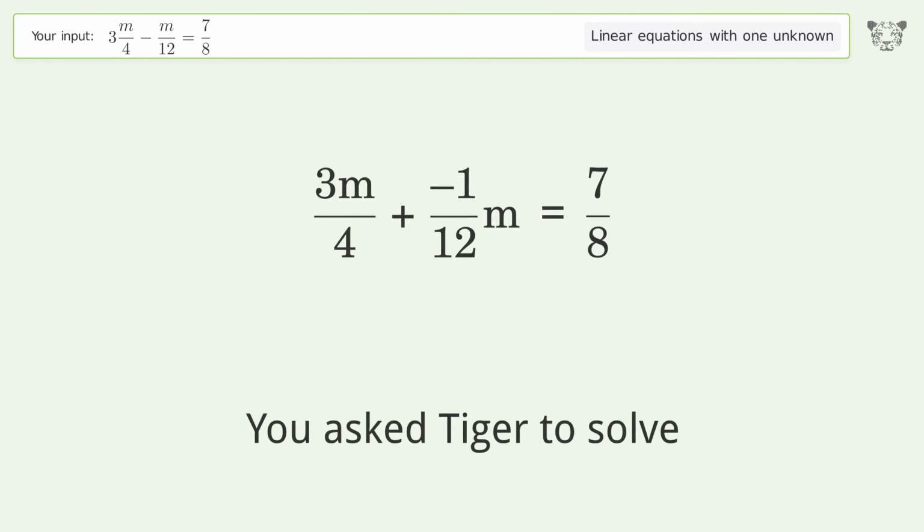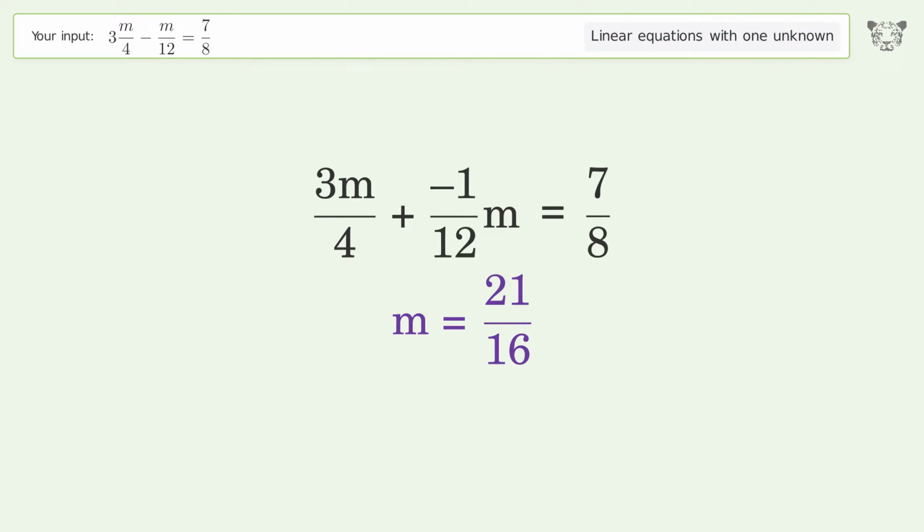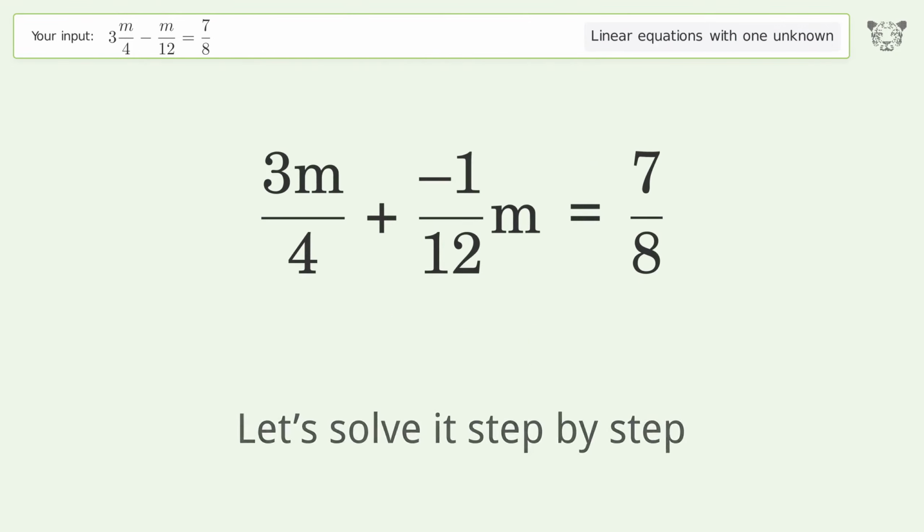You ask Tiger to solve. This deals with linear equations with one unknown. The final result is m equals 21/16. Let's solve it step by step.